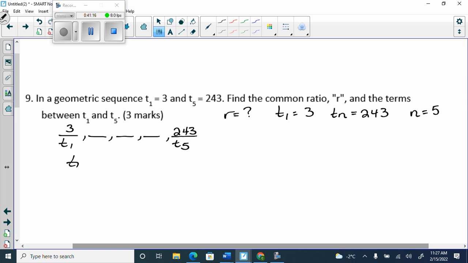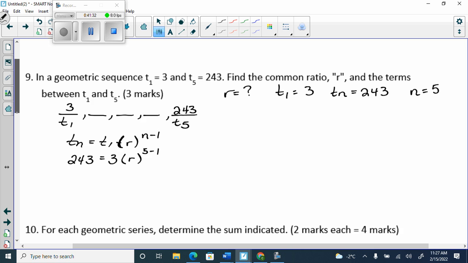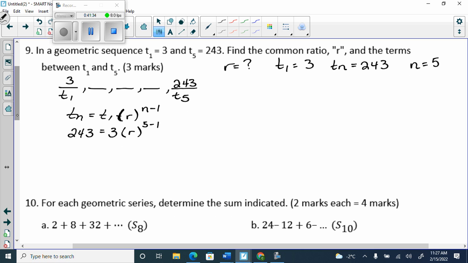So Tn equals T1, R to the n minus 1. Tn is 243. T1 is 3. R we don't know. And n minus 1 is 5 minus 1. What's the first thing I do when I know Tn and T1 on geometric? Divide by 3. So I get 81 equals R to the 4.